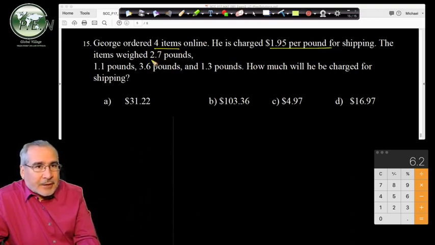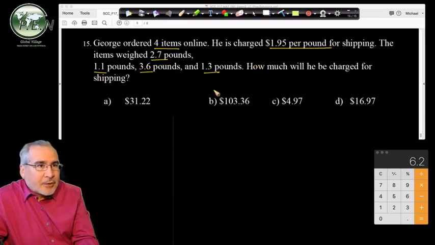So George ordered 4 items online, and he's charged $1.95 per pound for shipping. And then we're given a list. The items weigh 2.7, 1.1, 3.6, and 1.3 pounds. How much will he be charged for shipping? So we have to add all of these together and then multiply. Now you could do an estimate. This is about $2. So you could just do a quick 2, 5, 6, 7, 8, maybe about 9 pounds.